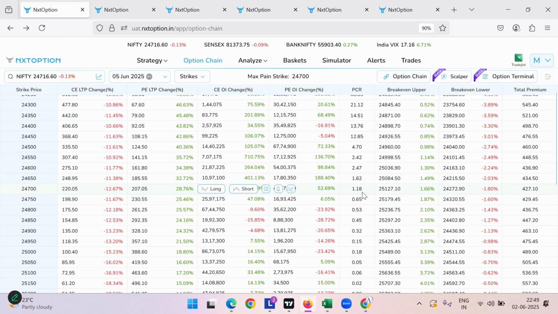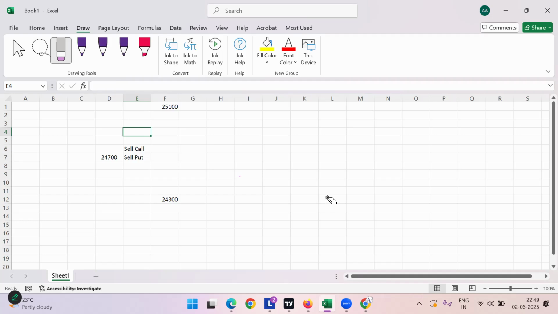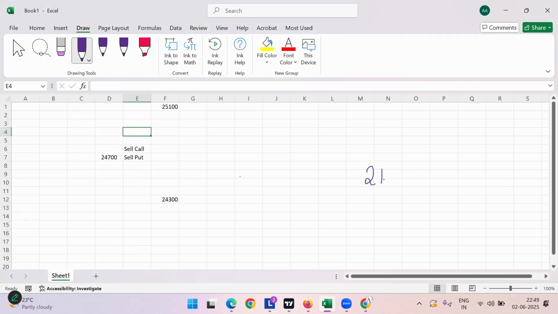As a result, you can easily scroll through it. So here 24,700, I want to short it. I click short. The idea here is that I expect the market to remain constant. Basically, you're betting on the market being neutral. That means you want to enjoy that 80 rupees due to theta decay. So what you're doing, you're selling 24,700 call and put.